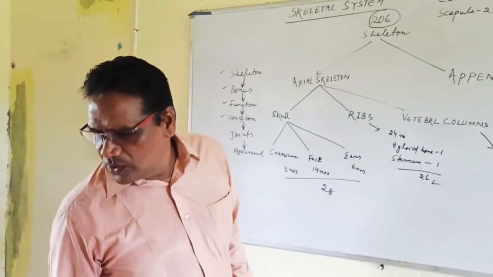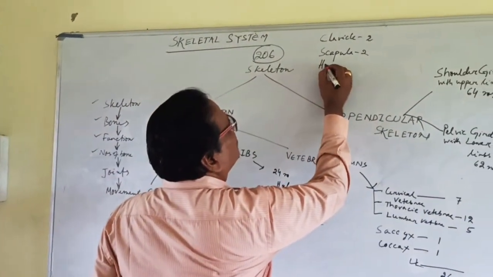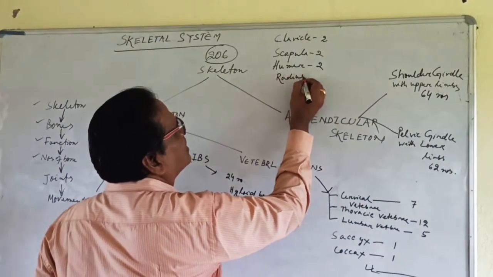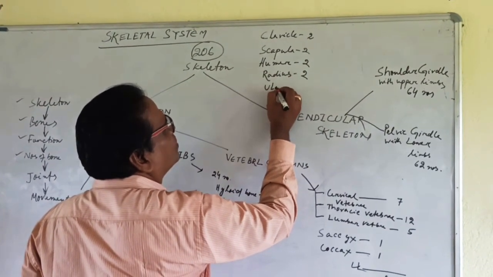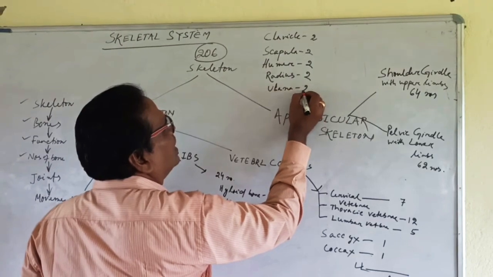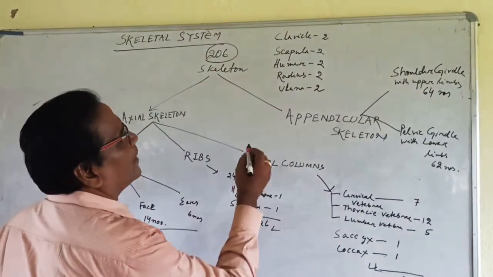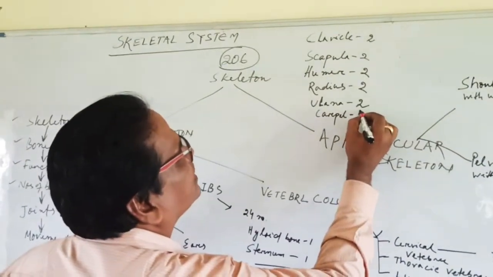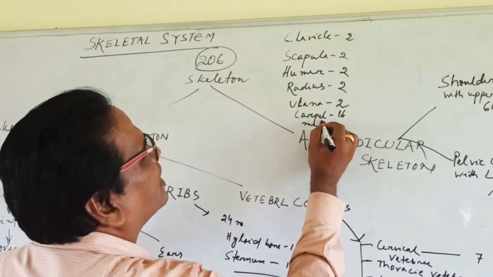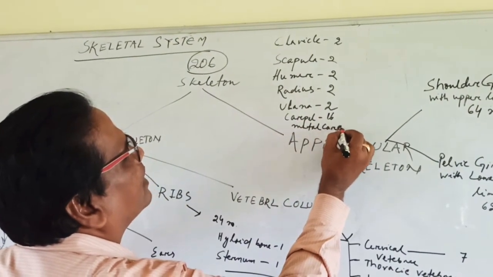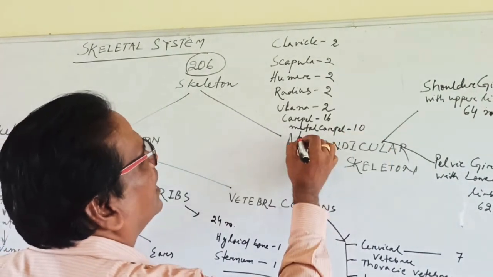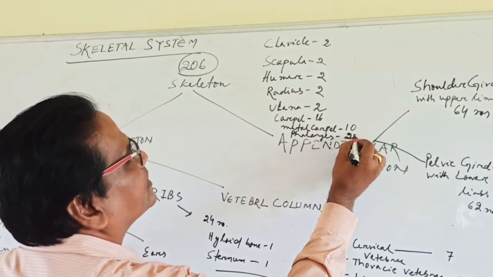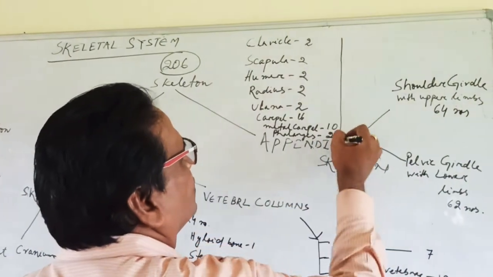Then humerus 2, radius 2, ulna 2, then carpals 16, metacarpals 10, and phalanges 28. This is a total of 64 bones.